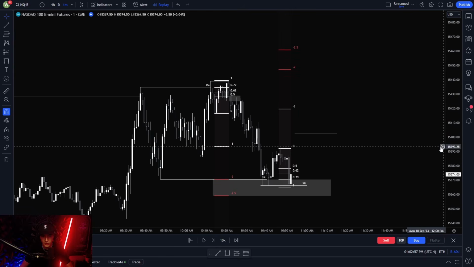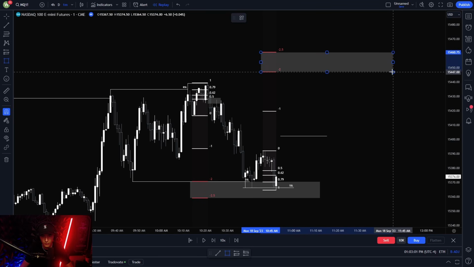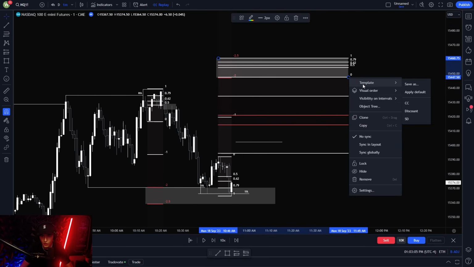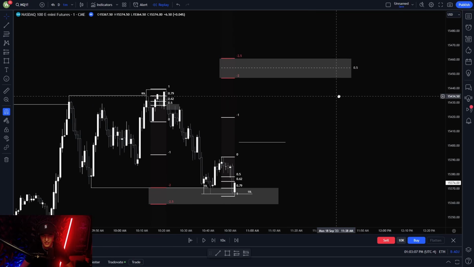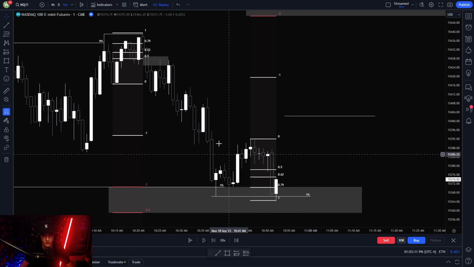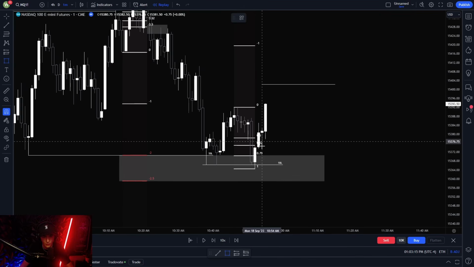Where am I expecting markets to go? 2 to 2.5 area. And I also draw in the consequent encroachment of this area, which is the exact midpoint. So what's the first target here? First target is 50% of this entire range here, right? Get displacement up. Again, noticing we run this fair value gap.